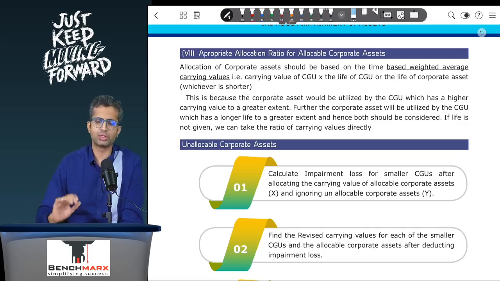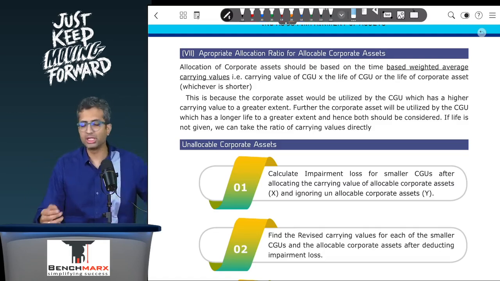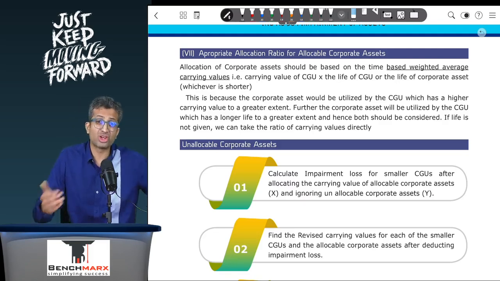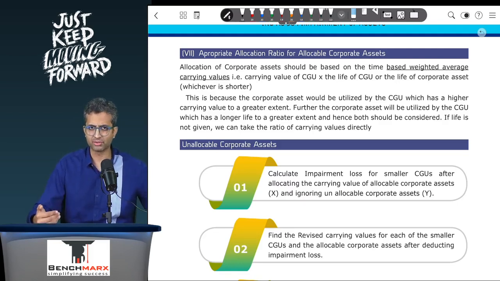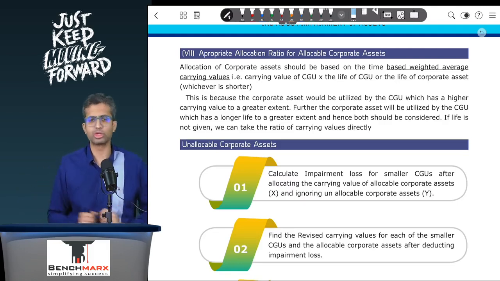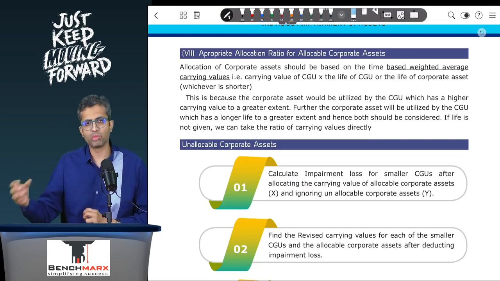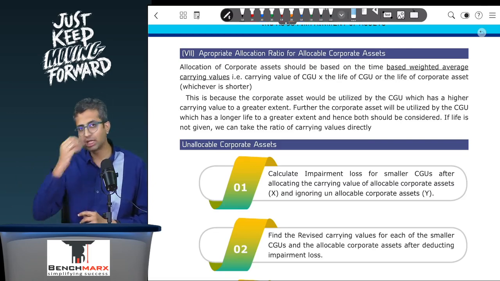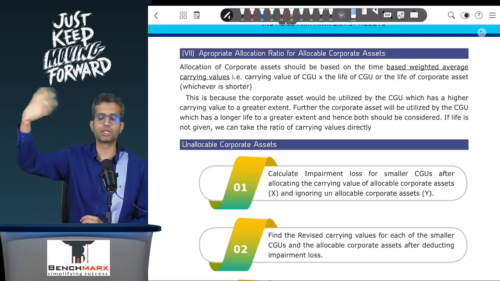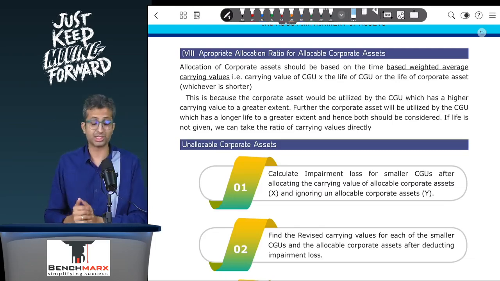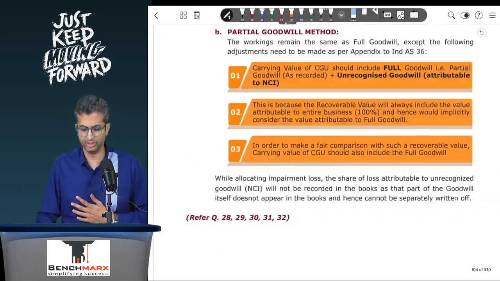Compare it with the recoverable value of the company as a whole, and technically allocate the impairment loss. One needs to remember that none of the individual CGUs will bear this impairment loss because they are already at their carrying value or recoverable value, whichever is lower, so they cannot take it further, and hence the loss, if any, will be attributable to unallocable corporate assets only. So you have to do a two-level impairment testing, one where you do impairment for the smaller cash generating units, and then you do impairment for the company as a whole, which includes even the unallocable corporate assets. We'll do the sums on these as well.